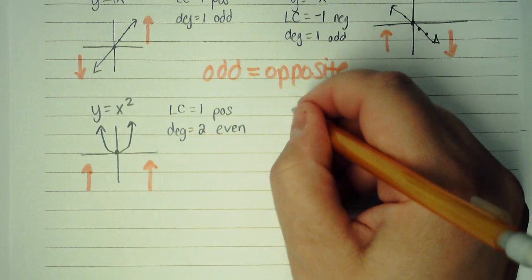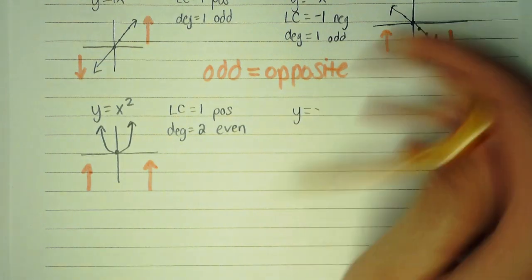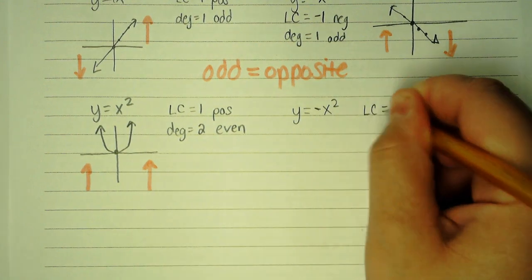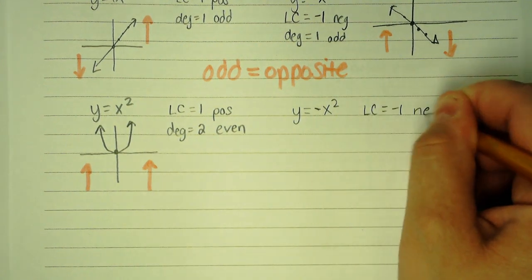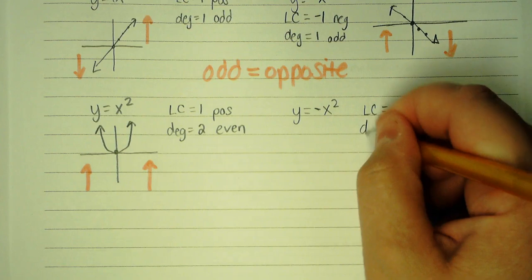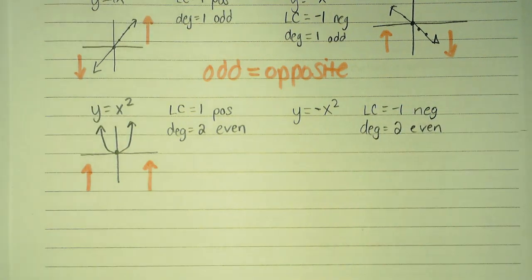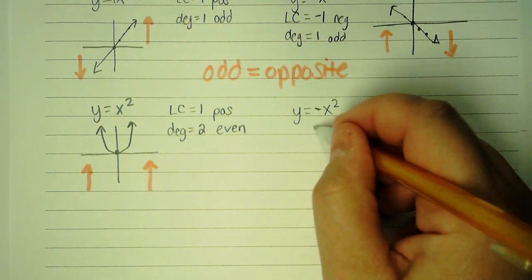If you do the most basic even function with a negative, it would just be negative x squared. The leading coefficient there would be negative 1, which is obviously negative, and the degree is 2, which is even, and so for negative even, we'll just sketch a little graph here.